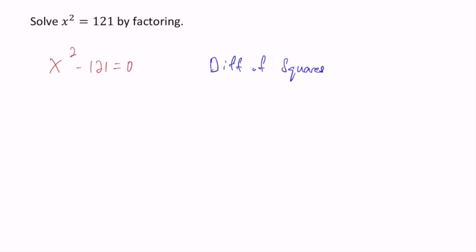Now let's take a moment to remind you of the difference of squares method. If you have a quadratic expression of this form, a squared minus b squared, hence the difference of squares, you can factor it by writing a plus b times a minus b, where a and b are just the square root of your terms.